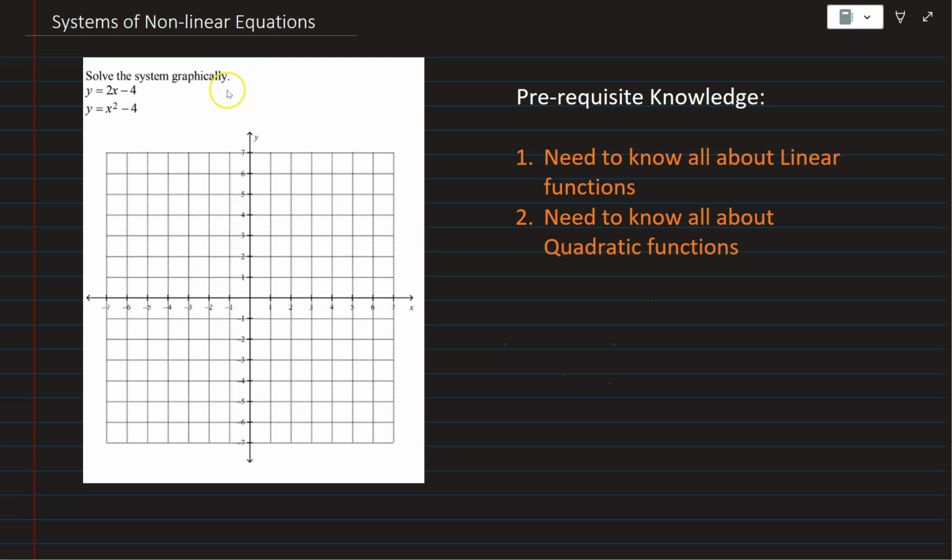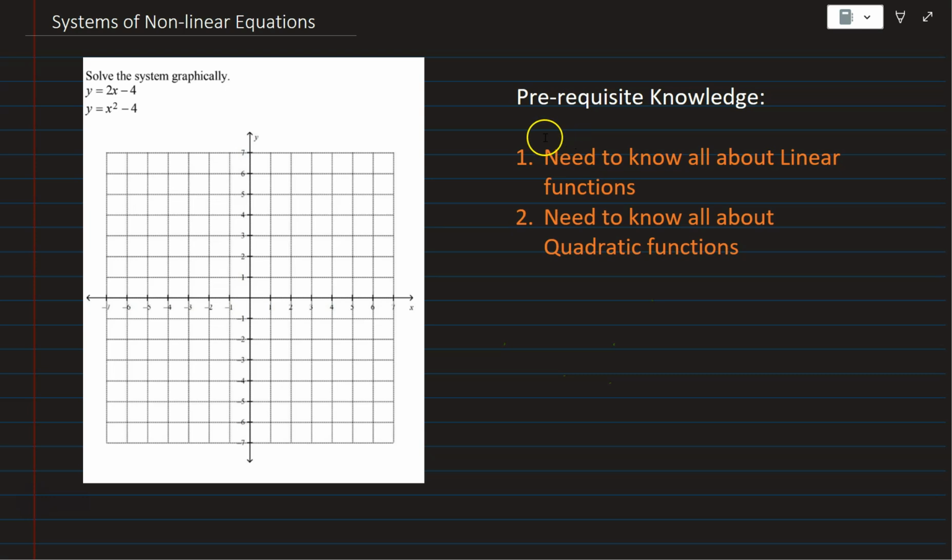Now there are two ways. If you remember from solving systems of linear equations, there were graphic solutions. That means you graph the lines and then see the points of intersection if they exist. And we also did it algebraically. So in this case, we're going to start with the graphic solution, and then for the purpose of this lesson, I will go over how to solve this algebraically as well.